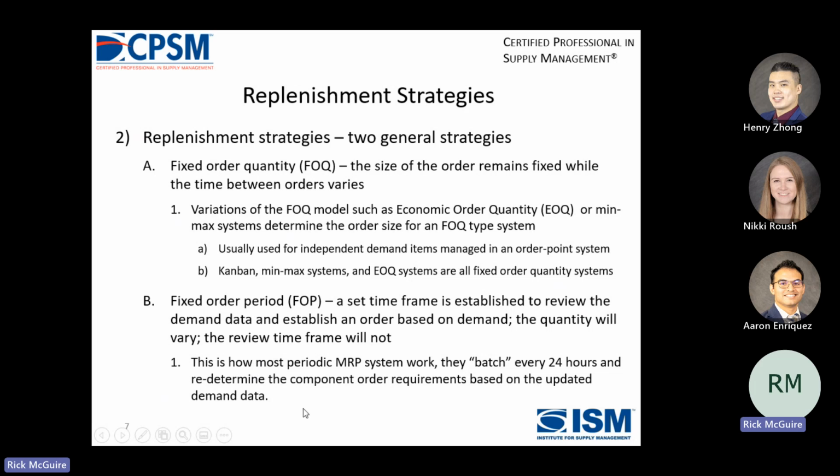And then you've got a fixed order period system, where a set time frame is established to review the demand data and establish an order based on demand. The quantity will vary, the review time frame will not. So this is your MRP system, and you're reviewing the orders every 24 hours because the system batches or renets every 24 hours. This is a periodic MRP system, and you go and look at your orders again. Most people don't use a perpetual system, which would immediately update, because they're just too nervous and it gives you conflicting signals all day long.